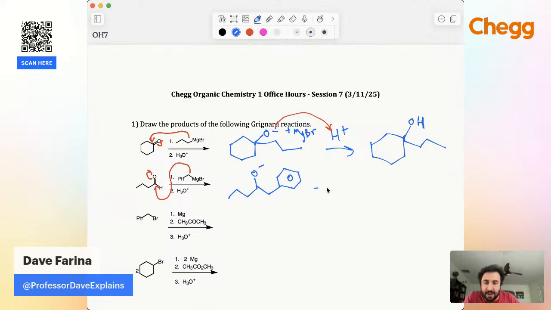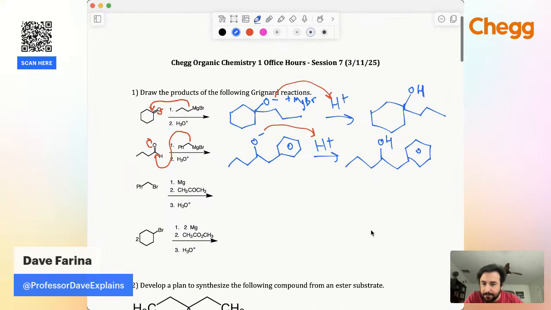So that is the oxyanion, and then we're going to quench with a little aqueous acidic workup and get our secondary alcohol in this case. So there is our alcohol product there. So again, very similar.